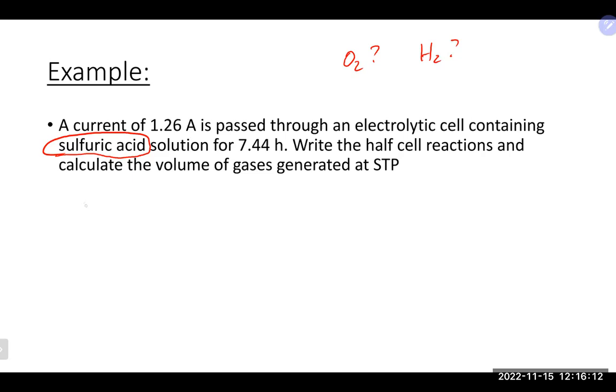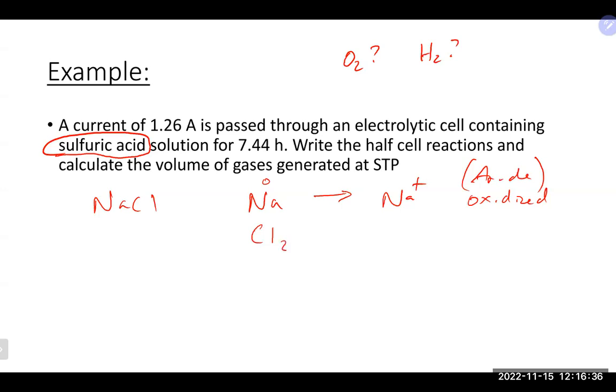For example, we talked about sodium chloride here. In a normal situation, we're going from sodium metal to sodium with a +1 charge, which means this would be oxidized, and it would be our anode. While in a normal situation, if we were making sodium chloride, we would go from chlorine to Cl-, which would go from 0 to -1, which would be getting reduced. And again, that would be our cathode.